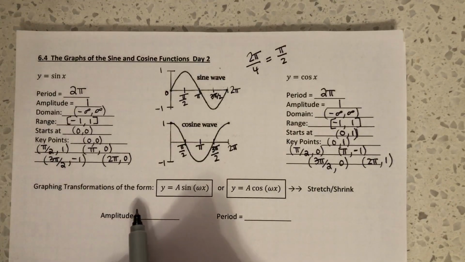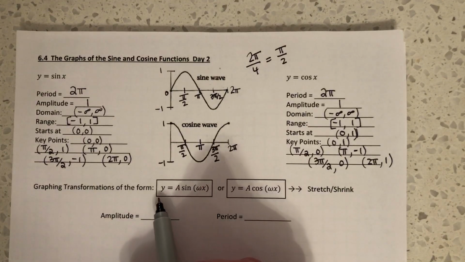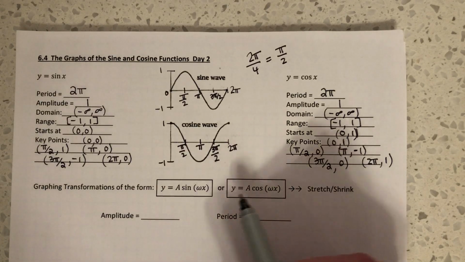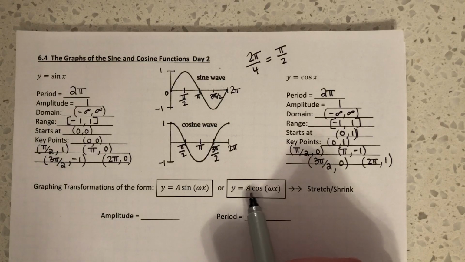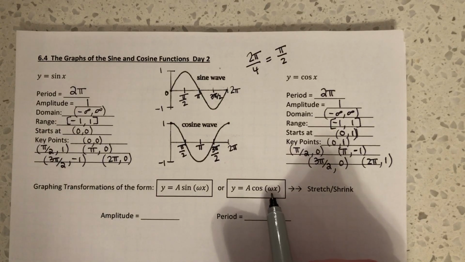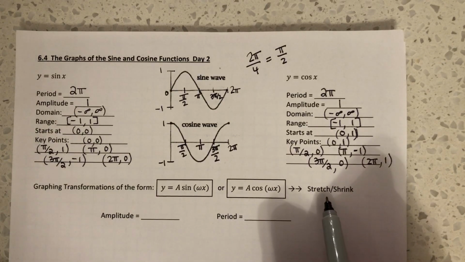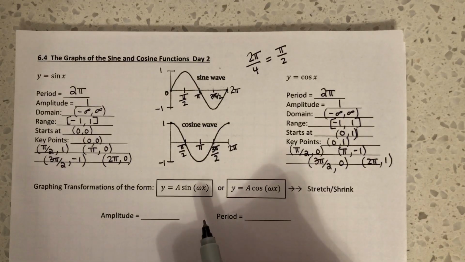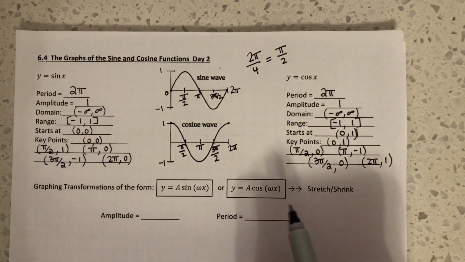All right, so those transformations look like this form. y equals A times the sine of omega x, or y equals A times the cosine of omega x. And this is what causes those vertical or horizontal stretches or shrinks, right? Because we're multiplying or dividing the y and x values.